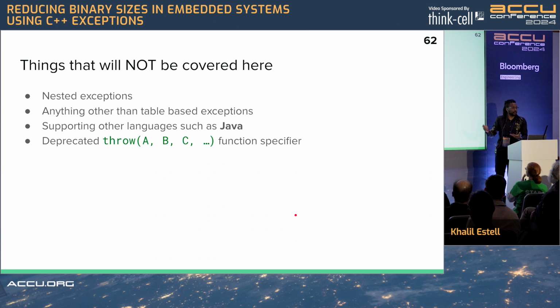Just so you guys know, I made my own implementation of the exception unwinding, and I stripped that code out. I made sure I didn't include that feature because I don't care. I'm on a bare metal system. I'm only running C++. I don't need to worry about supporting Java. I'm also not going to go over deprecated throw because no reason to.